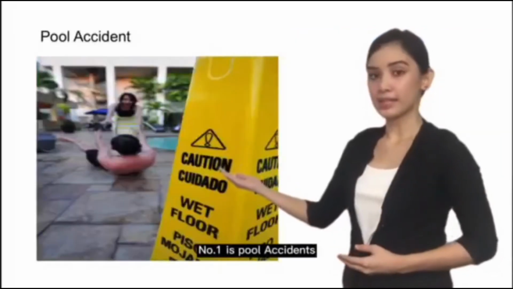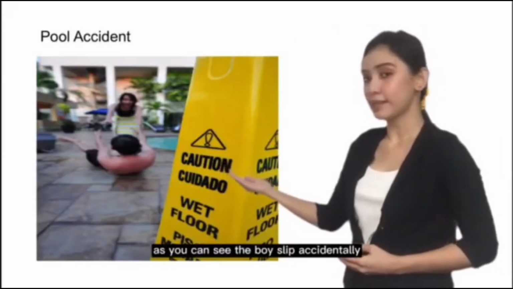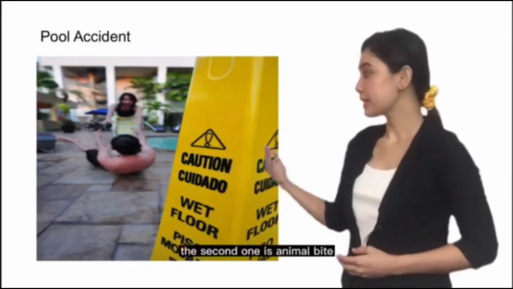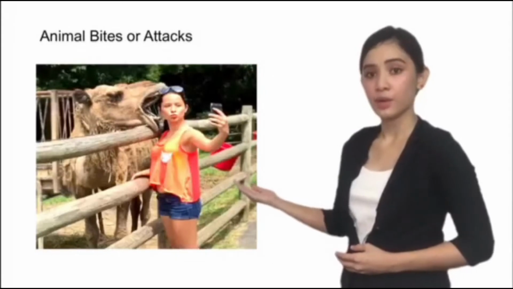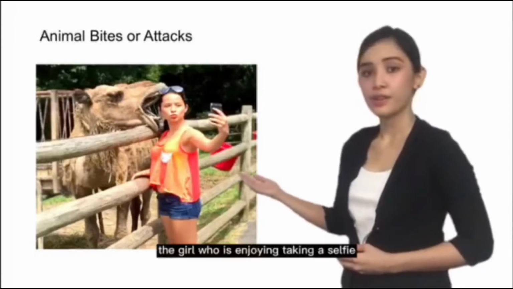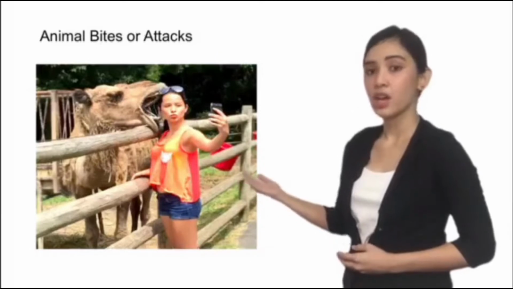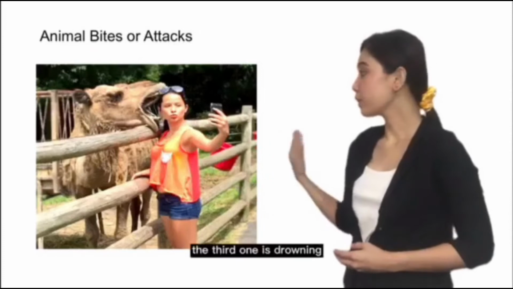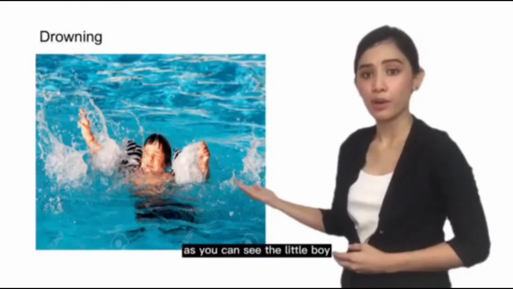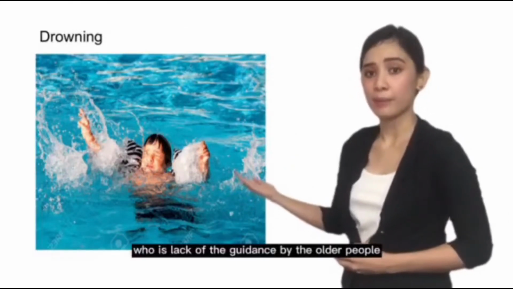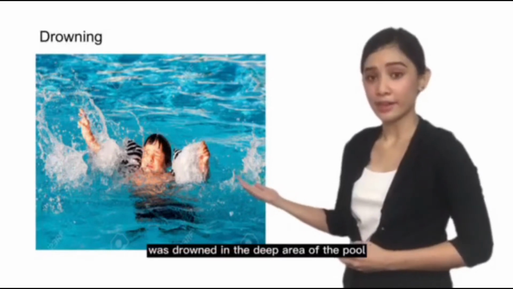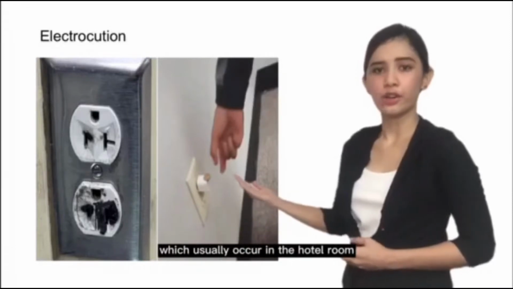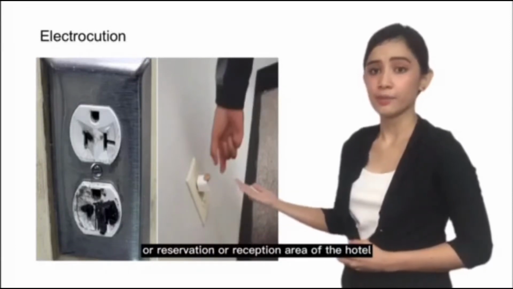Number one is pool accidents. As you can see, the boy slipped accidentally in the wet floor area of the pool. The second one is animal bite or attack. As you can see, the girl who is enjoying taking a selfie with the animal is suddenly attacked by the animal itself. The third one is drowning. As you can see, the little boy who lacked guidance from older people drowned in the deep area of the pool. And the fourth one is electrocution, which usually occurs in the hotel room or reservation or reception area of the hotel.